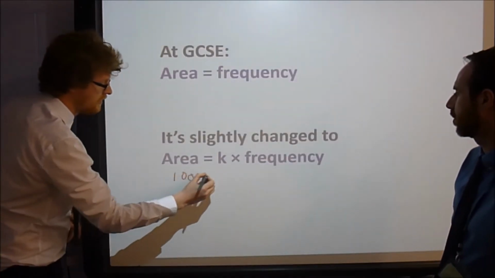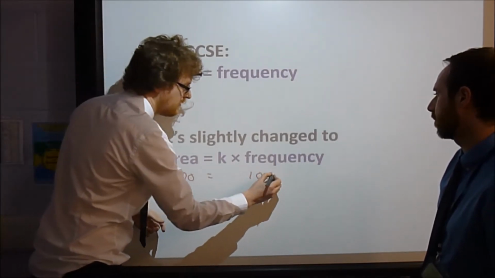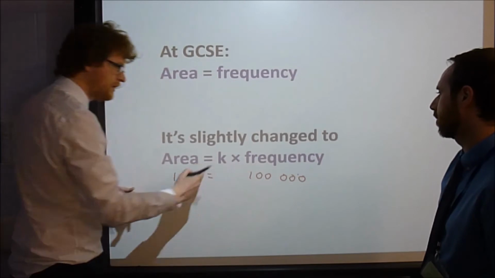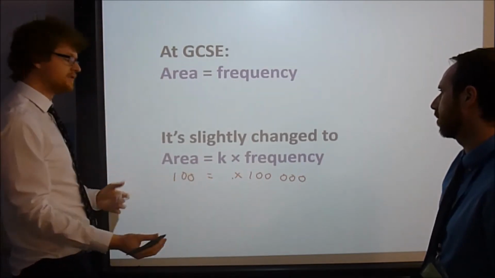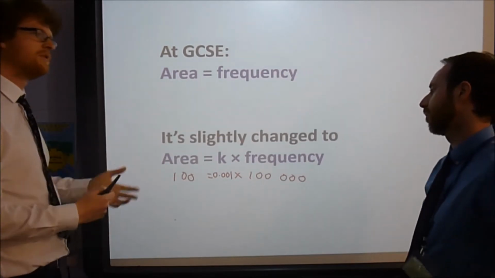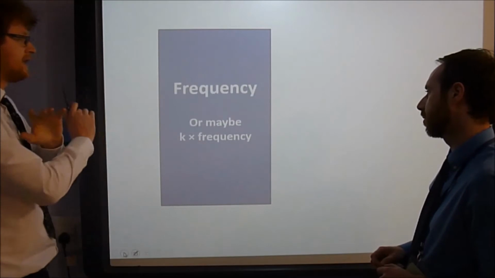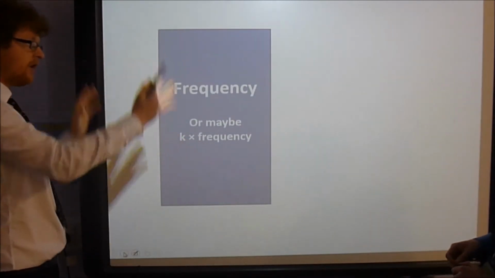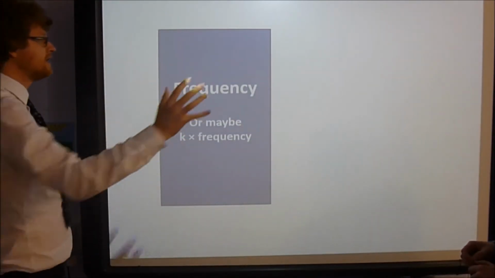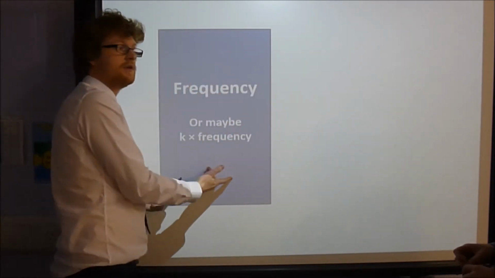The frequency we were asked originally was 100,000, wasn't it? So I can do a quick division and say k is 1,000 or 0.001. And that's quite common, so it makes the numbers easier. Now if we've got any bar from a histogram, we say, all right, this is the area, which is frequency, or maybe k times frequency.